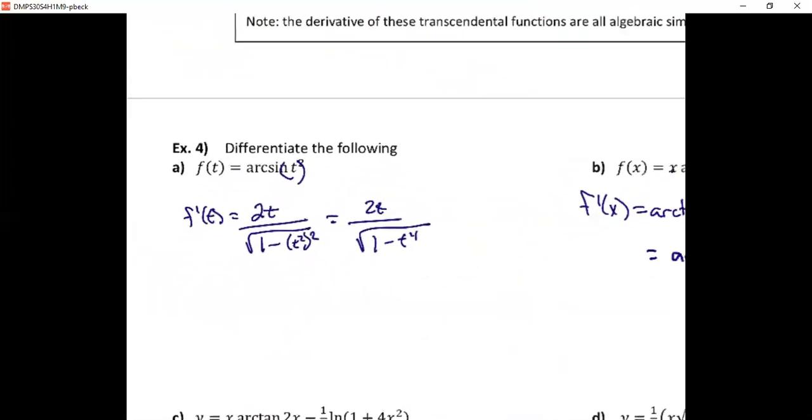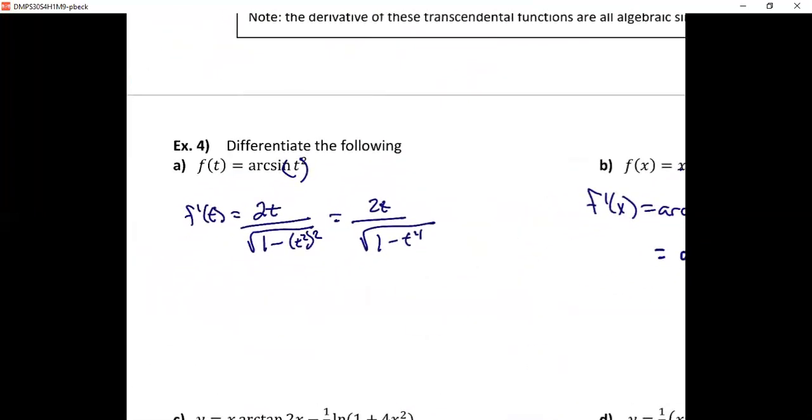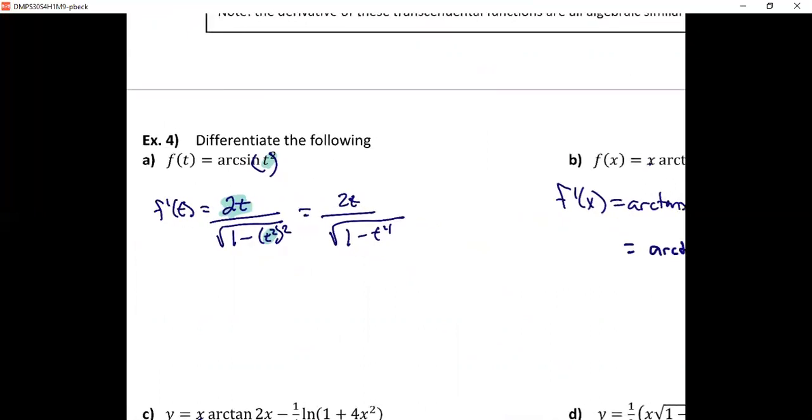So how do we work with it? Derivative of the arc sine of t squared: 1 over the square root of 1 minus what's inside squared, times the chain, which is 2t, to simplify to this expression.